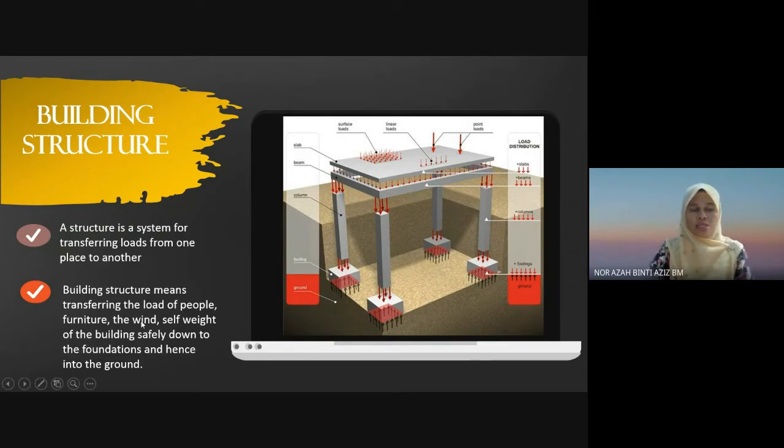So building structure means transferring the load of people, furniture, wind, self weight of structure. Self weight of structure here is weight of element, weight of structure element itself. Slab, for example, slab made of reinforced concrete. So dia pun ada berat dia sendiri. So building structure here means transferring the load of people, furniture, wind, self weight of building safely down to the foundation and hence into the ground. Of course, we want to stay in a safe building, right?